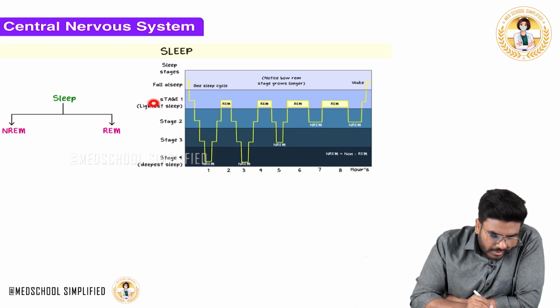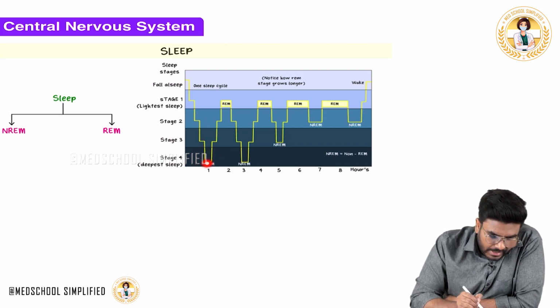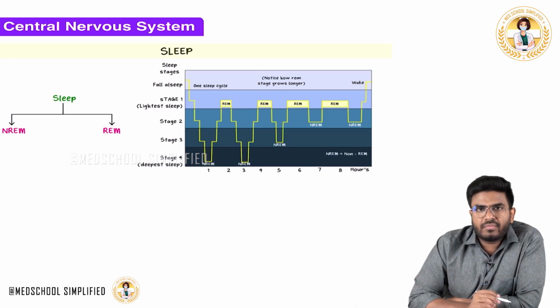So NREM is divided into how many phases? See, NREM stage 1, stage 2, stage 3 and stage 4. So the person goes first into stage 1, stage 2, stage 3, stage 4 of NREM. From this we can clearly say NREM is divided into 4 stages.